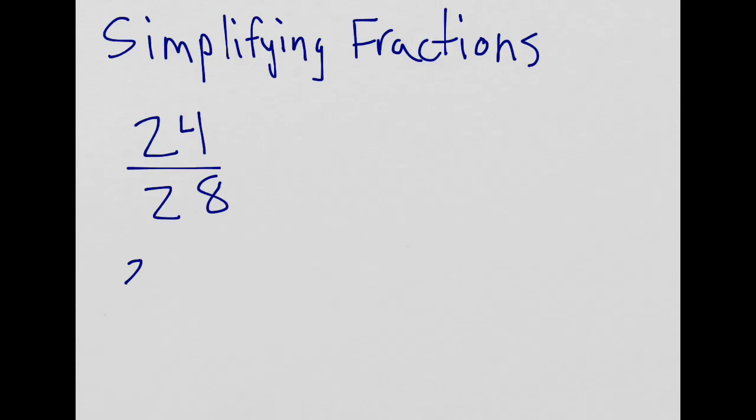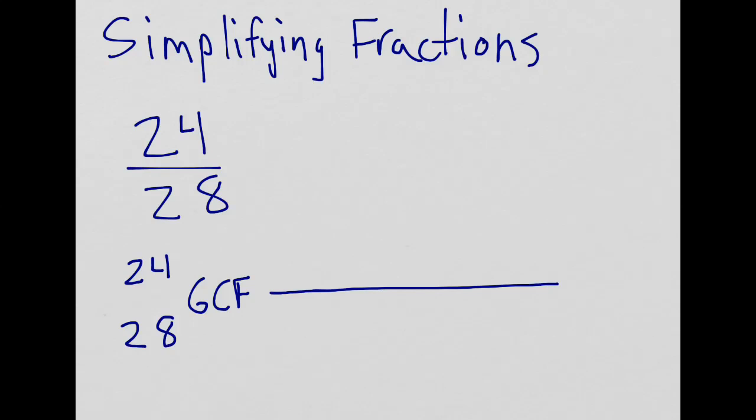Now, if I only want to simplify once, I need to think of the greatest common factor between 24 and 28. So when I think about my greatest common factor, I'm just thinking about numbers that I can multiply to get 24 and numbers I can multiply to get 28. So if I think a couple different numbers, let's first try 1. 1 times 24 is 24. 1 times 28 is 28. 1's always a common factor.